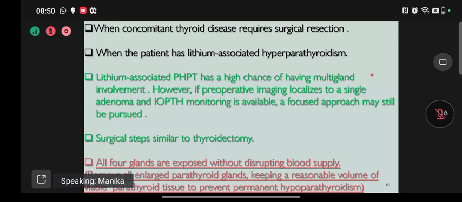I'm going to order then the 4D CT scan and the PET choline. Yeah, I think I agree. These are the two most common second line testing used in the world, either a 4D CT or a choline PET.